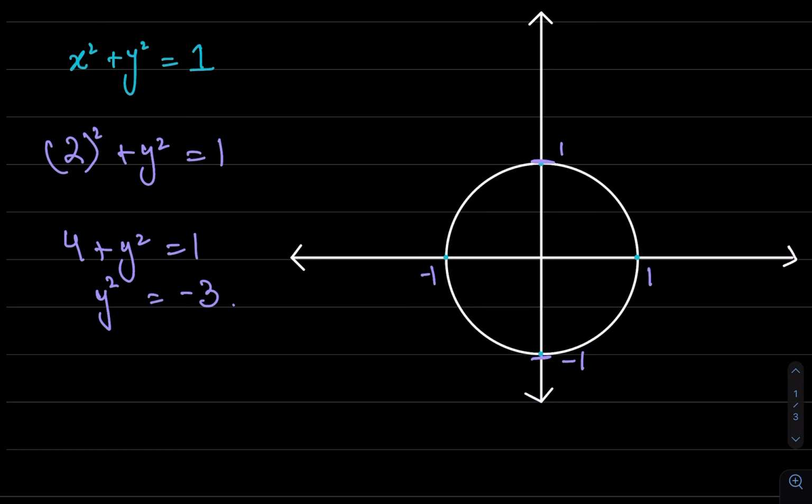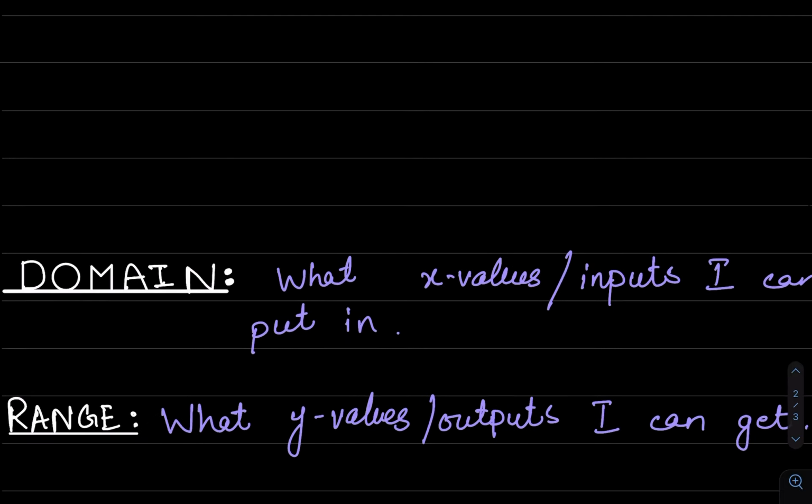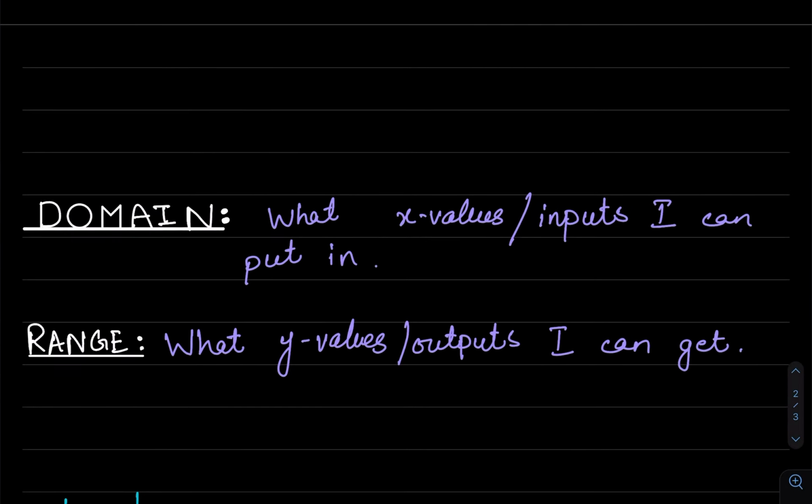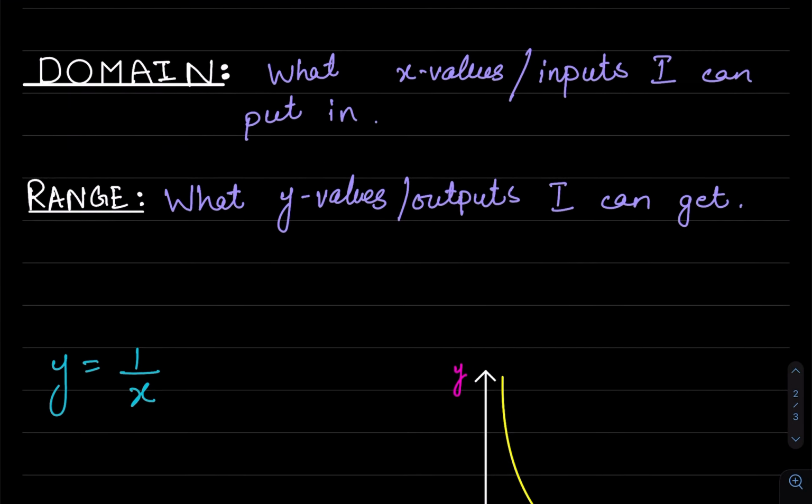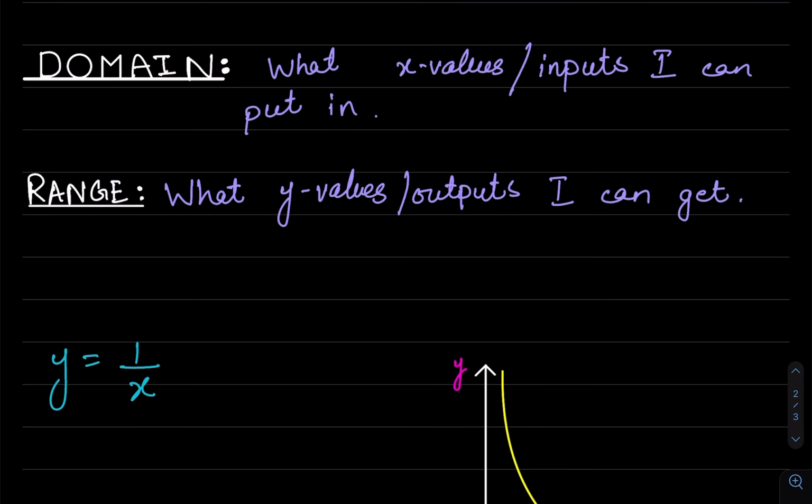So out of this new way of notation, we get this new idea called domain and range. Let me give you a definition for this now. Domain and range is all about this: if some inputs break our function, and if some outputs are impossible to get out of my function, then I want to know what works, what is possible. Domain simply means what x values, or what inputs, I can put into the function, and range means what y values, or what outputs, I can get.